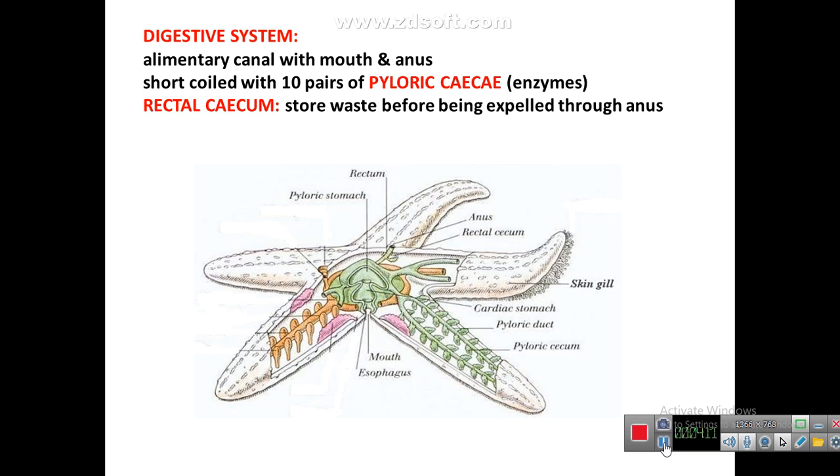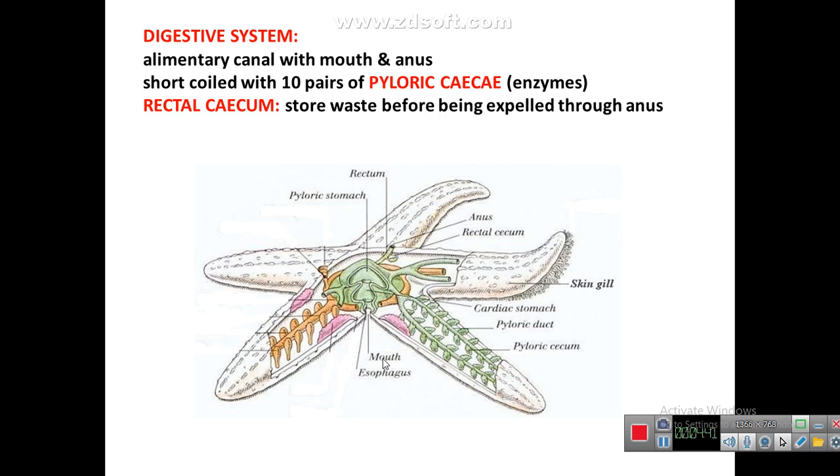Digestive system: a complete digestive system is present. There are 2 separate openings, one known as the mouth and another known as the anus. The alimentary canal with mouth and anus is present. The alimentary canal is short and coiled, with 10 pairs of pyloric caeca, the function of which is to secrete digestive enzymes. And the rectal caeca store the waste before it is expelled out of the body through the anus.